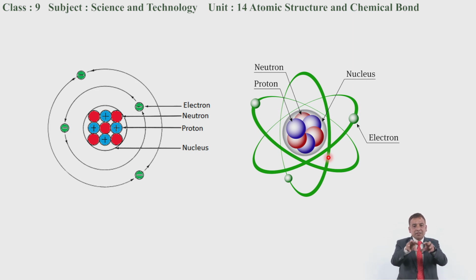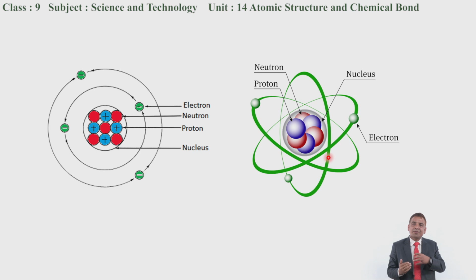Just in the second figure you are looking at, how do the electrons revolve around? Do they revolve in the same path, or do they have different paths? The electrons of different energy levels or different orbits revolve along different paths. You can see that the electron of the first shell revolves through one path, and the electrons of the second shell revolve through a different path.